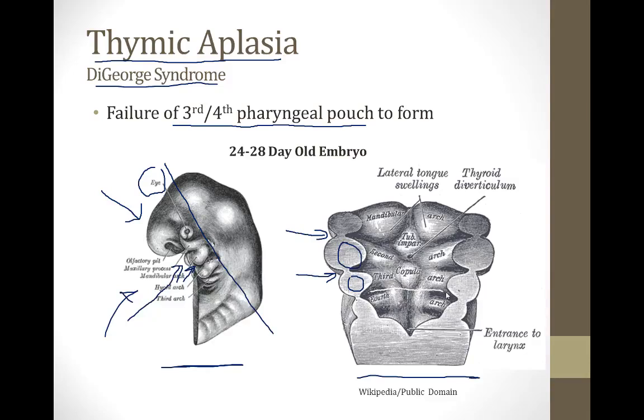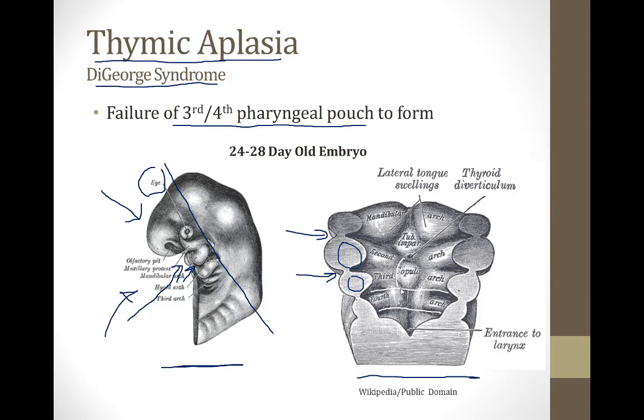Inside there are these pouches formed. I'm marking them here with my white pen, and these pouches are called the pharyngeal pouches. They are between the pharyngeal arches inside the fetus, and those are what need to develop in order to form the thymus. And these two that I've marked down here at the bottom are the third and fourth pharyngeal pouches, and they are what's going to fail to develop in thymic aplasia.